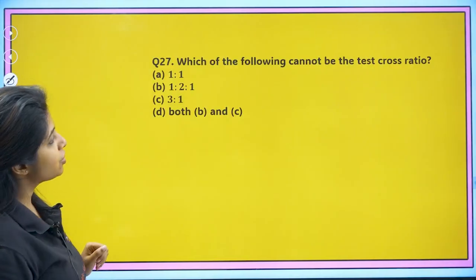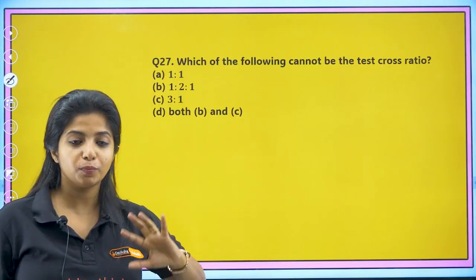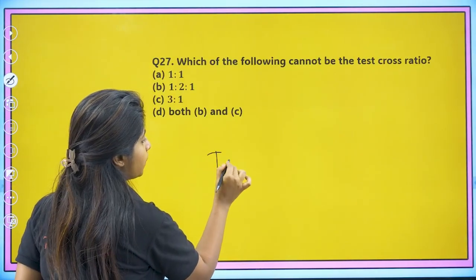Okay, next. Which of the following cannot be the test cross ratio? 1:1, 1:2:1, 3:1, both B and C. What do you mean by test cross? Ma'am, there is a plant, a tall plant.